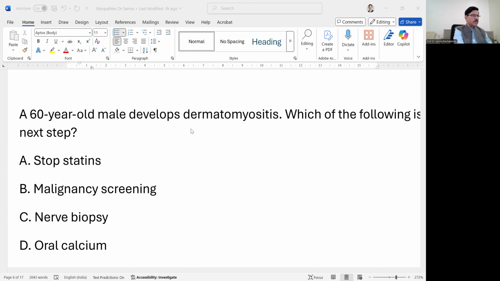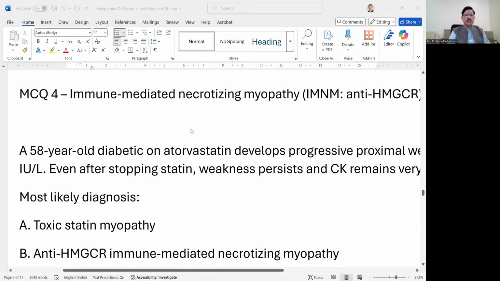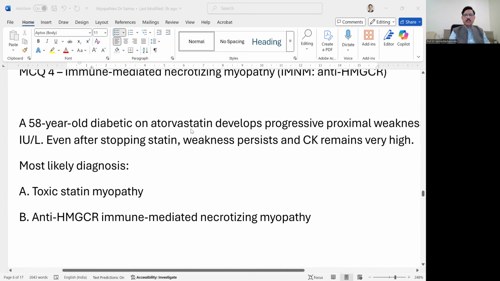Now, see this one. Develops progressive proximal weakness, CK is very high, and even after stopping statin, the weakness persists. There is a history of statin use, proximal muscle weakness is there, and the weakness is persisting in spite of stopping treatment with statin.